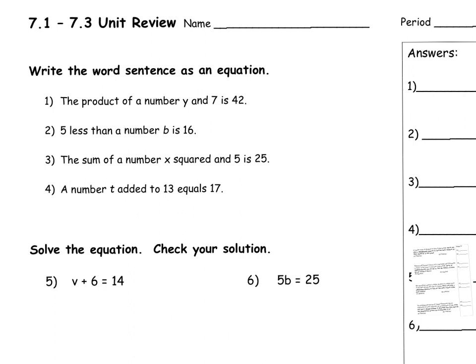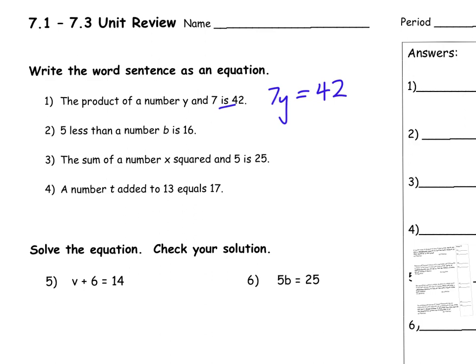The product of a number y and 7. Well, product, we talked about this yesterday. It means multiply. So a product of a number y and 7. Well, a lot of you might want to write this y7. Well, remember, multiplication is a commutative property, so it doesn't matter. We can flip-flop it. The proper way to write a product of the number y and 7 would be 7y. And "is" always means equals 42.